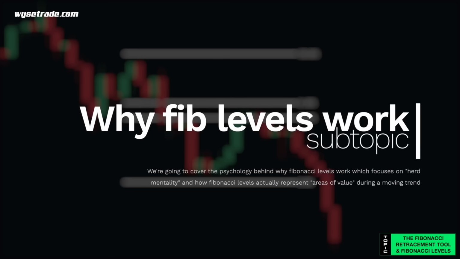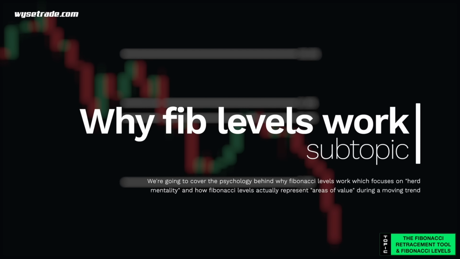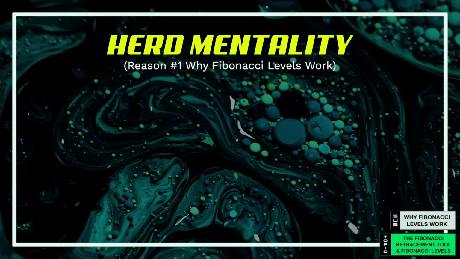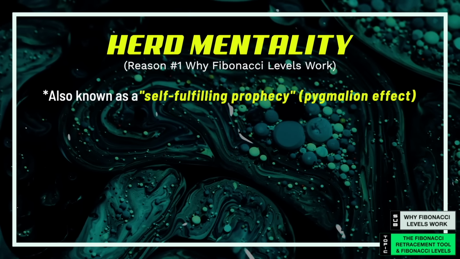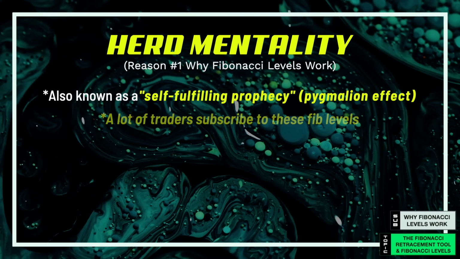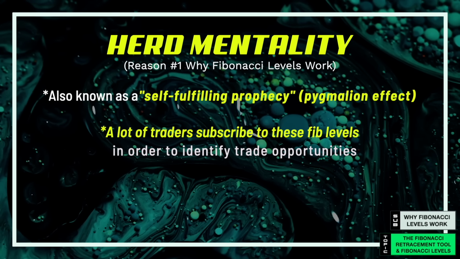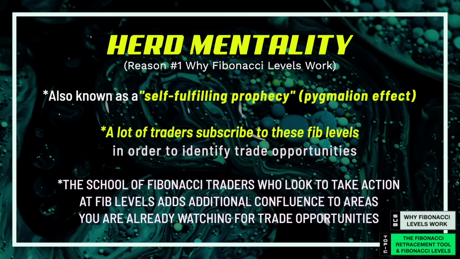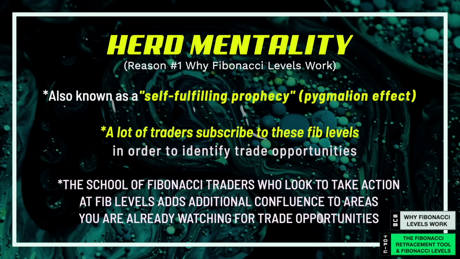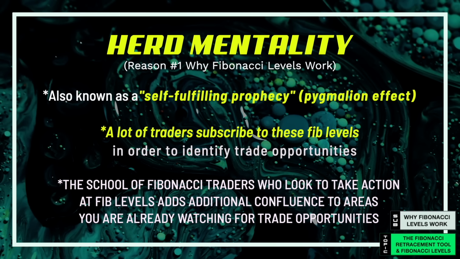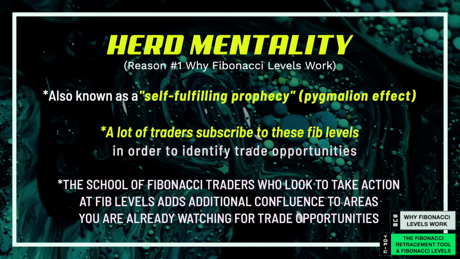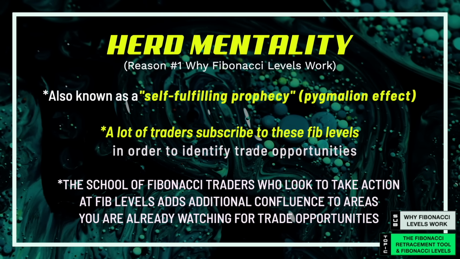Now, let's get into the psychology of Fibonacci and why Fibonacci levels work. So the first reason Fibonacci levels work is because of herd mentality, or what can be deemed a self-fulfilling prophecy. A lot of traders subscribe to these fib levels in order to identify trade opportunities. To be more specific, the school of Fibonacci traders who look to take action at fib levels adds additional confluence to areas you are already watching for trade opportunities. And we'll dive deeper into this in the next section.